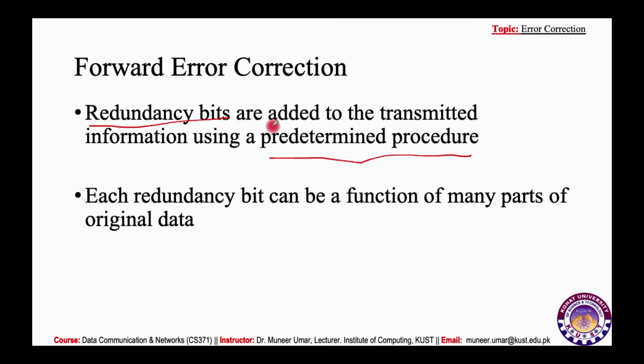These redundant bits are added to the information transmitted from sender to receiver. Each single bit in these redundant bits will have some importance, and that single bit may have a function of many parts of the original data. Means that suppose we are adding 4 bits with the original data, so one single bit may affect multiple bits in the original data.